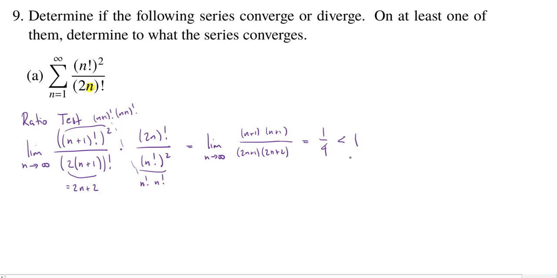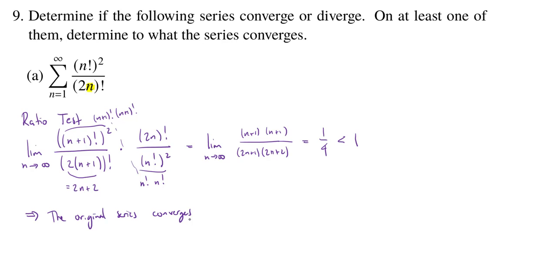And the ratio test says if you compute this limit and you get a ratio which is less than 1, then your series converges. So this implies that the original series converges. Now, this is not a geometric series, and so it's not obvious what the series is converging to. Please don't make the mistake of saying it converges to 1/4, which it certainly does not.